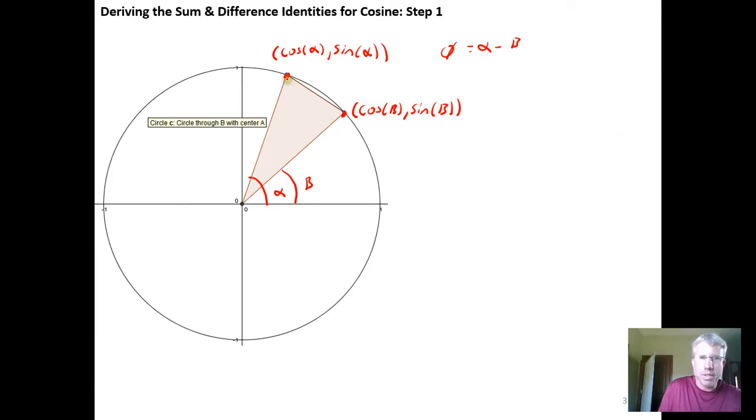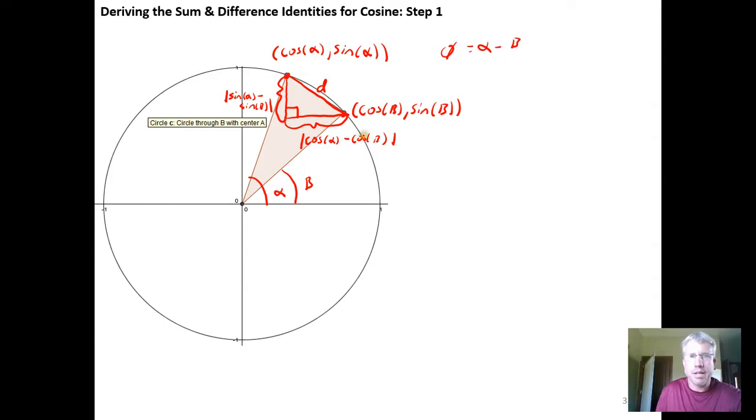And then we want to notice that we can construct a right triangle right here using those 2 points. The width of this right triangle is just going to be the absolute value of the difference between the two x coordinates, so cosine alpha minus cosine beta. And the height of this right triangle is just going to be the absolute value of the difference between the y coordinates, sine alpha minus sine beta. And the line segment connecting the 2 points is just the hypotenuse of the right triangle. So I'm going to say this is length d.